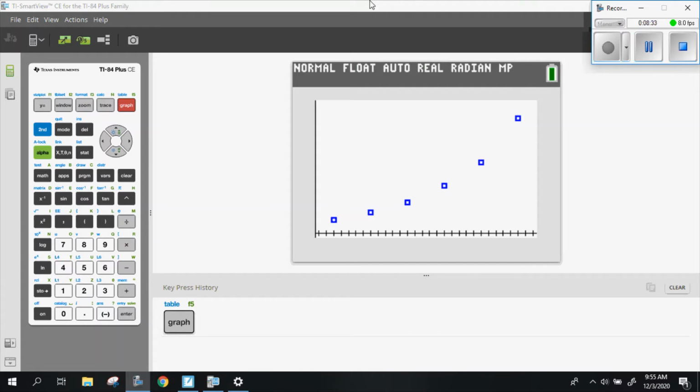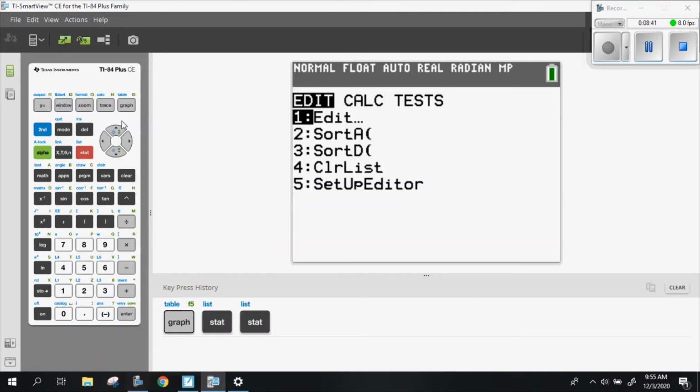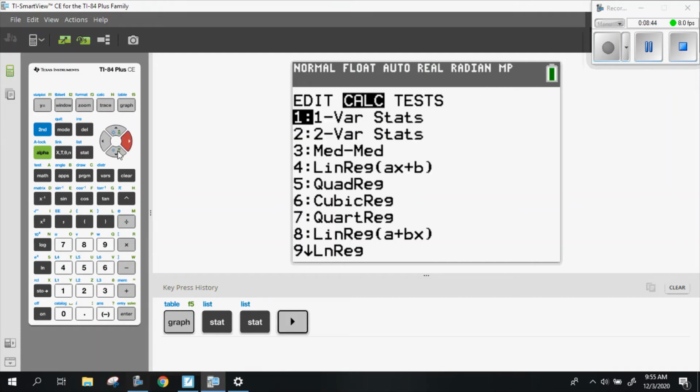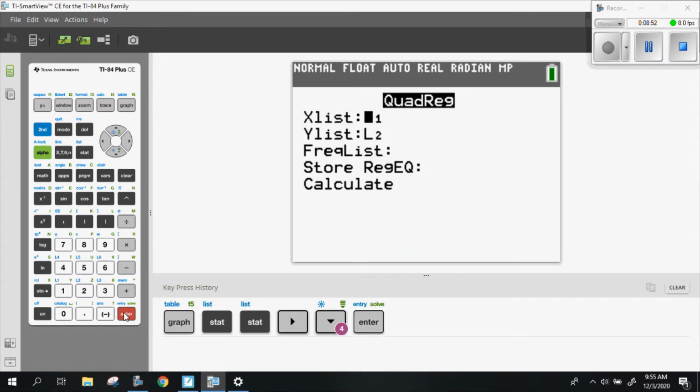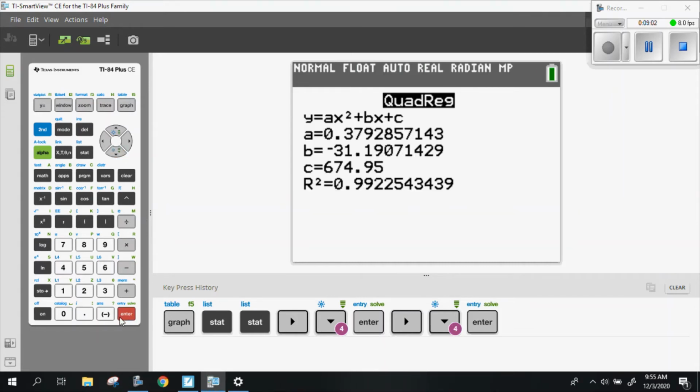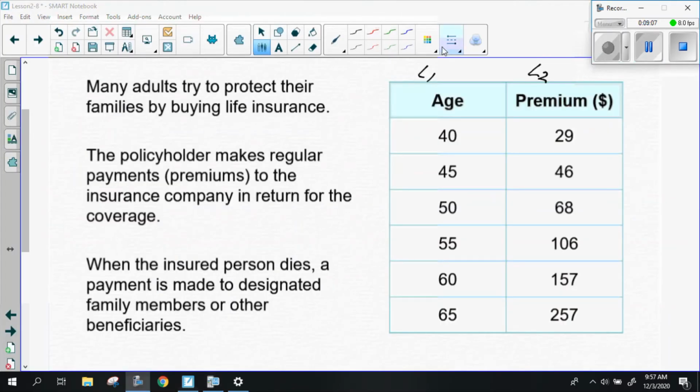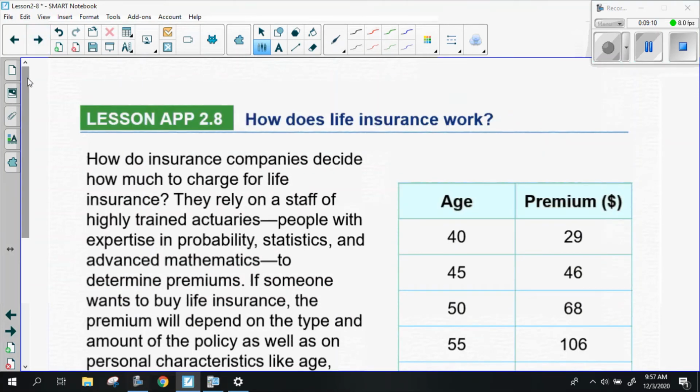Let's start with the quadratic regression. This is how we're going to do it. We're going to go to stat. We're going to go over to calc. I'm going to look for quad reg there. We'll select that, number 5, and then just go down to calculate. As long as we know that our x list is L1 and our y list is L2, we'll hit calculate. Okay, now that we've got that data, let's jot it down.